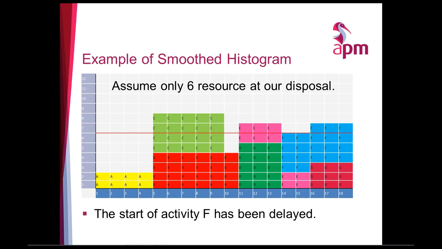You can do this manually, and it's quite time consuming because there's lots and lots of different options in terms of moving activities, extending activities. You can even split activities. Scheduling software does that for you at the click of a button, instantaneously gives you the most optimal profile. Okay, so what I've done here, I've actually delayed the start of activity F within its available float, so it's now at the end. All right, and we've now got a smoothed profile.